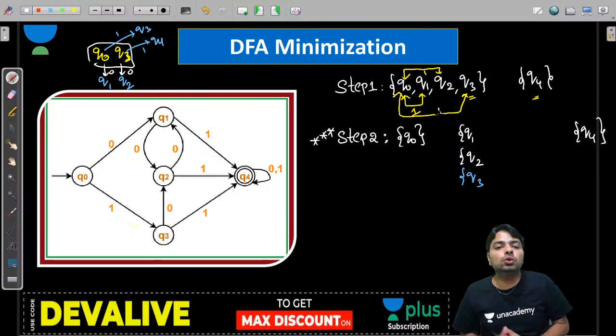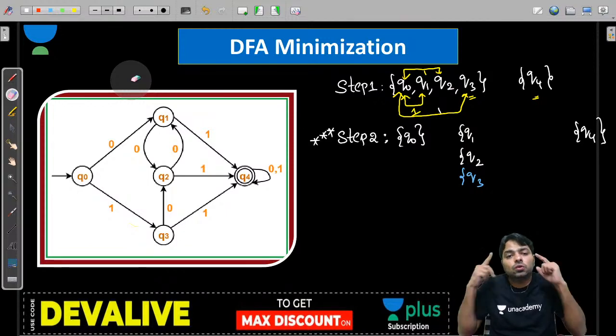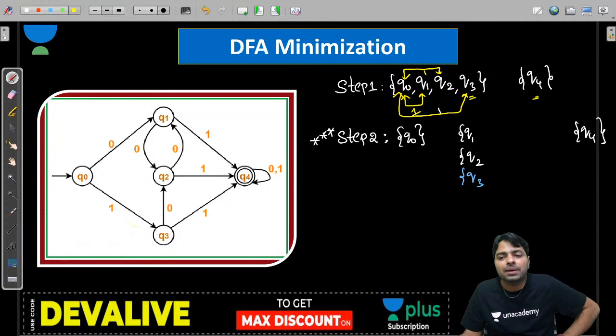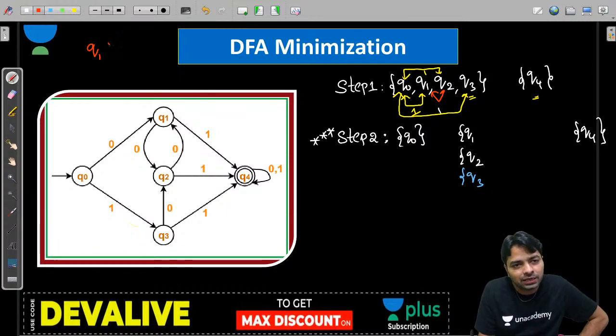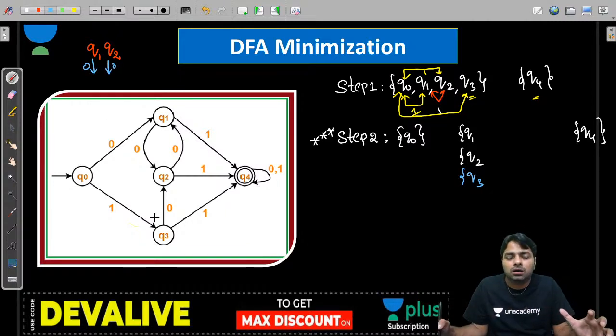Now Q1, Q2, Q3, we don't know whether they are equivalent or different, so we have to compare. Now Q1 compare with Q2. Now we got a new comparison. Q1, Q2 compare. Guys, compare it very quickly. It may take time. As I said, step 2, once you take time, then remaining all are very easy.